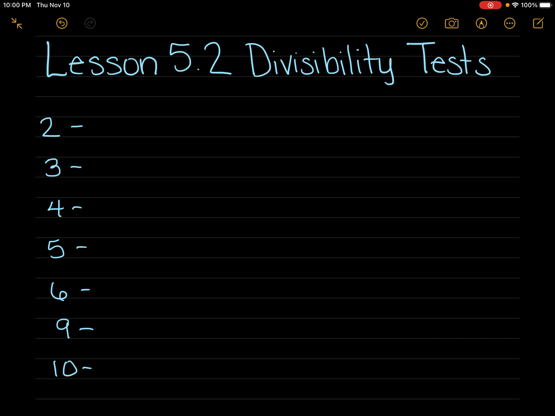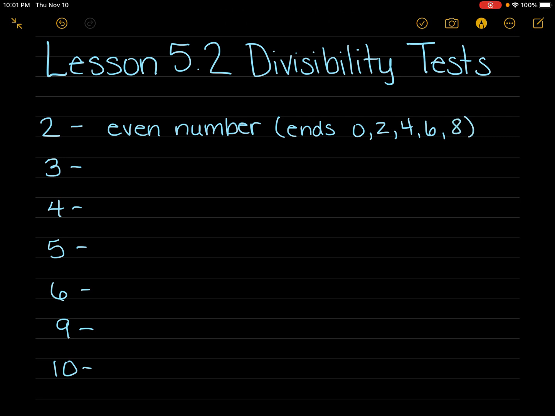So how can you tell if a number can be divided by 2? That's an easy one. When I ask the class that, they say you can tell if it can be divided by 2 if it's an even number. And what does it mean to be an even number? It means that it ends with a 0, 2, 4, 6, or 8. Okay, so for example, if I had the number 358, I can tell that that's divisible by 2 because it ends in an 8.